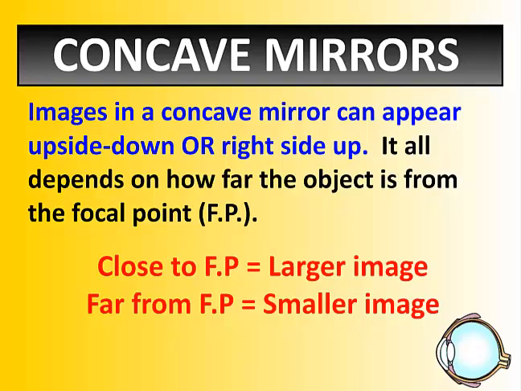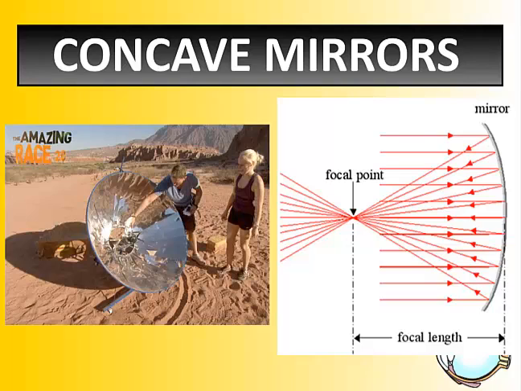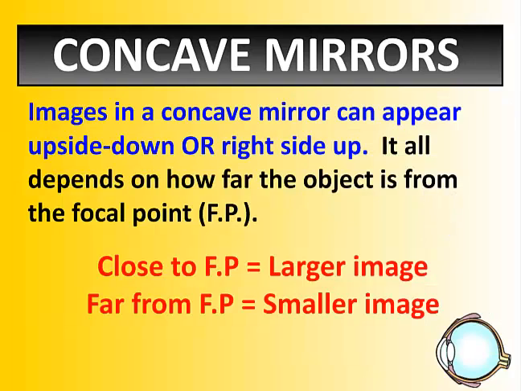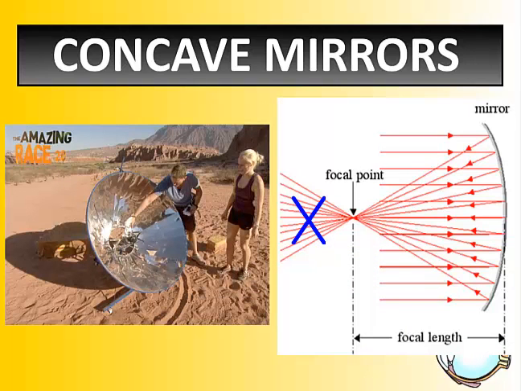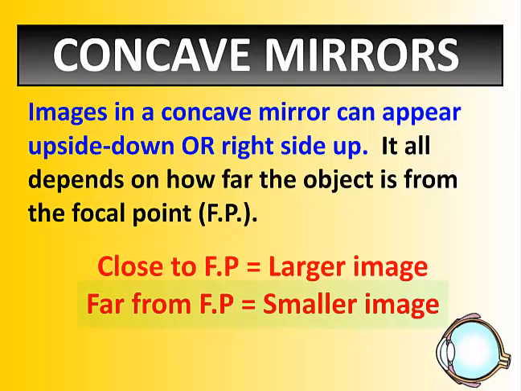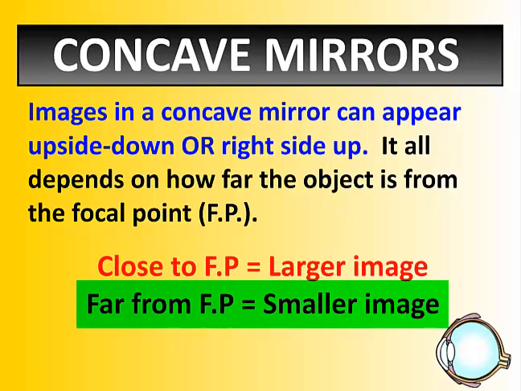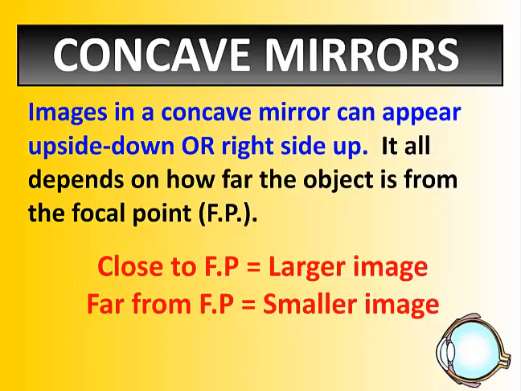Looking at this picture again, if you're in front of the focal point, where this X is, that generates larger images. Think of cosmetic mirrors. If you are here, at any point past the focal point, that generates smaller images. And it's all because of how the light is reflected. The physics behind that I don't want to get into on the screencast, but we will certainly discuss it in class, and how that image is created.